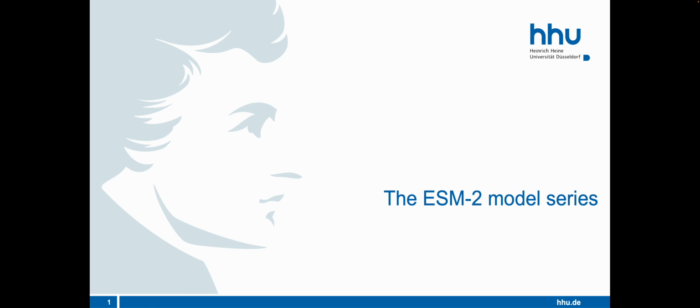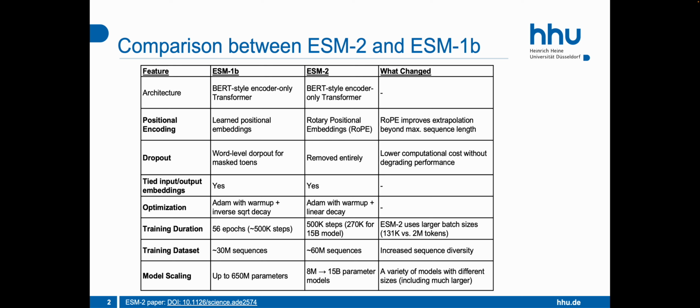In this video, we will look at the successor of the ESM-1B model, the ESM-2 models. These models are quite similar in model architecture to what we have discussed for the ESM-1B model in the previous video. This is why we will not cover all the architectural details here, but instead we will mostly focus on the differences compared to the ESM-1B model. First of all, we see that the ESM-2 model is based on the same standard BERT-style transformer network encoder architecture as the ESM-1B model.